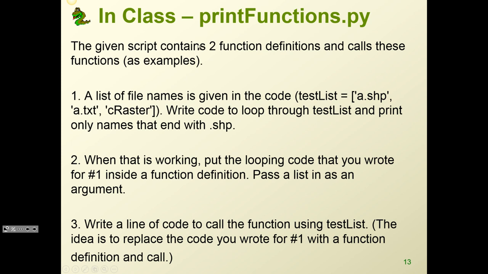The given script contains two function definitions and calls these functions as examples. A list of file names is given in the code. Okay, just a hard-coded list. Write code to loop through the test list and print only names that end with SHP. When that is working, put the looping code that you wrote for number 1 inside a function definition. So test your code out before you create the function. Pass a list in as an argument. Write a line of code to call the function using test list. The idea is to replace the code you wrote for number 1 with a function definition.